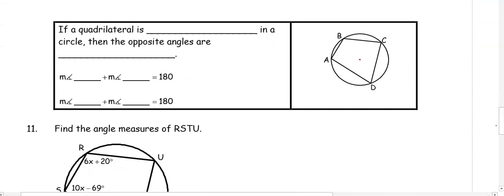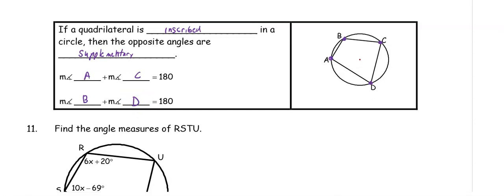Our last property of the day. If a quadrilateral is inscribed in a circle, which means that it's inside the circle and its vertices are all on the circle. So we see B, A, C, and D, the vertices are on the circle. Then the opposite angles have to be supplementary, which means that they equal 180 degrees. So the measure of angle A plus the measure of angle C has to equal 180, and the measure of angle B plus the measure of angle D has to equal 180.